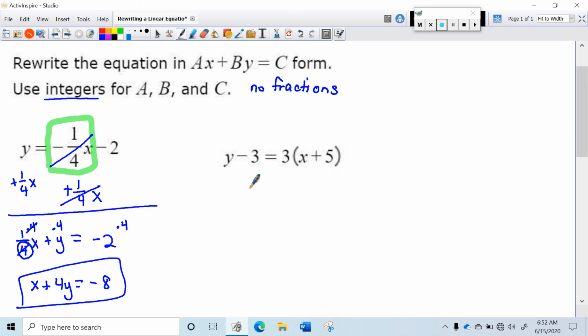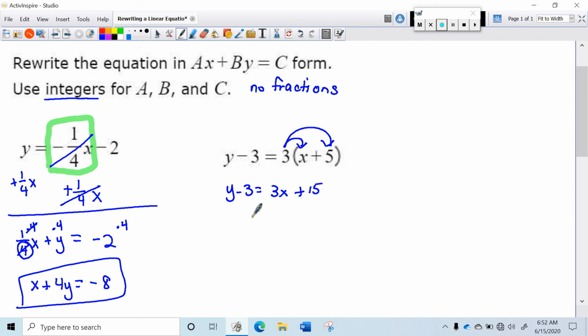Okay, on the next one, before I start moving the x, I actually have to get rid of the parentheses by multiplying. So I'm going to leave the y minus 3 alone. Distribute the 3 to get rid of the parentheses. When you're getting rid of parentheses, you're multiplying. So 3 times x is 3x. 3 times 5 is a positive 15.